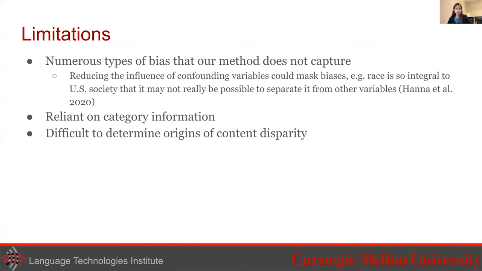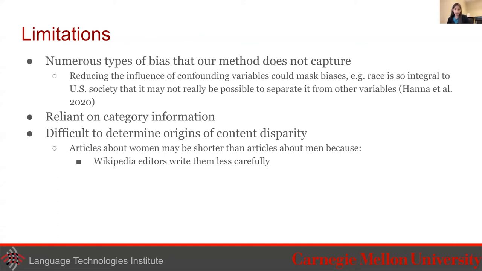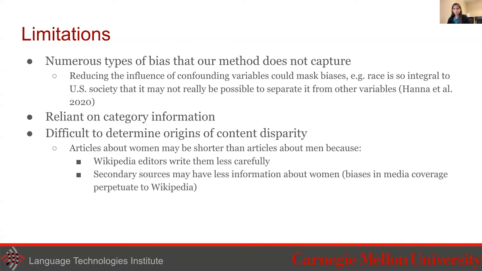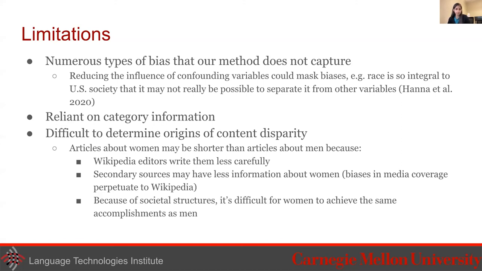And finally, it's often difficult to determine the origins of content disparity. For example, one of the things we find after matching is that articles about women tend to be shorter than articles about men. This could occur for a variety of reasons. One is that editors might write articles about women less carefully, or spend less time researching information to include in them. But this also might occur because secondary sources might have less information about women, and that is then reflected on Wikipedia, which cites these secondary sources. This also could be reflective of broader societal constraints that make it more difficult for women to achieve the same kinds of high-powered positions as men. As it's not always possible to distinguish what the sources of content disparities are, we view the main use case of this method as identifying articles that might benefit from further editing.